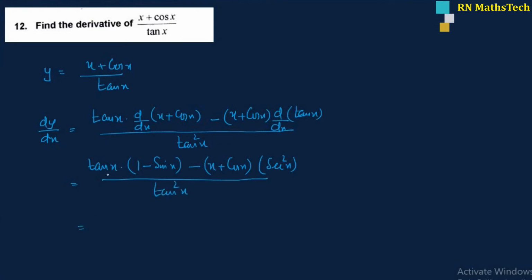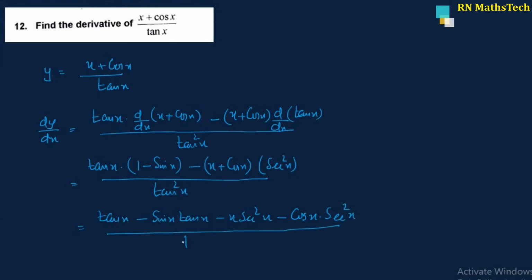Okay, so tan x into 1 is tan x, minus sin x into tan x. Okay, now minus x sec square x, minus cos x into sec square x, divided by tan square x.